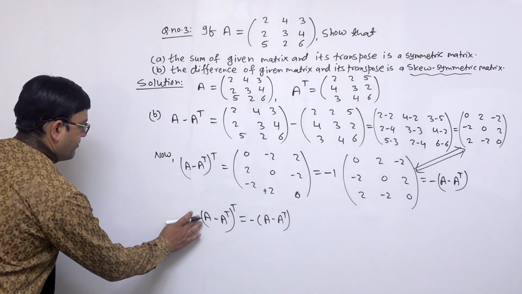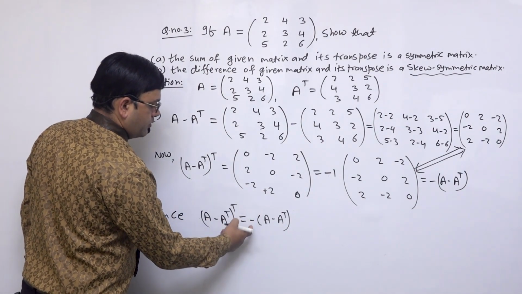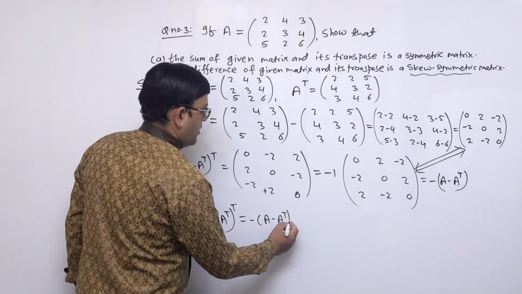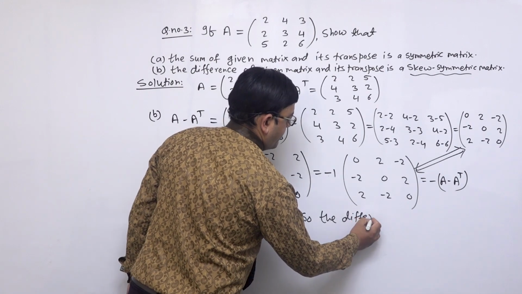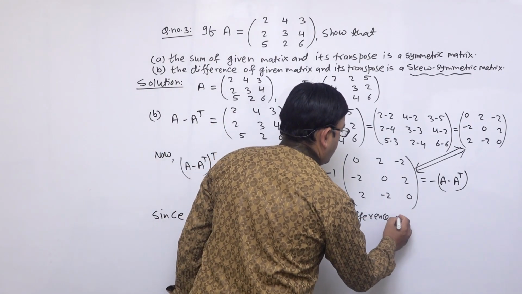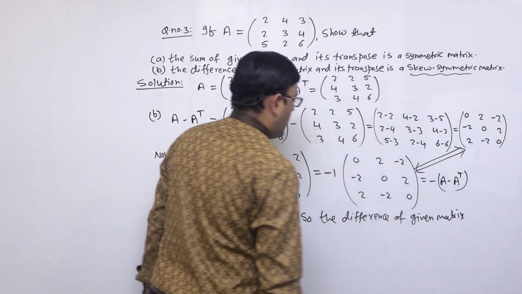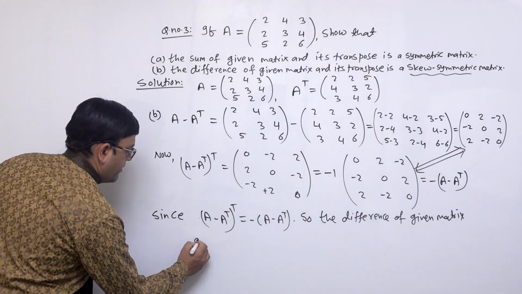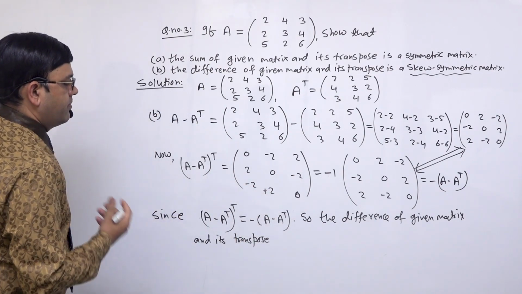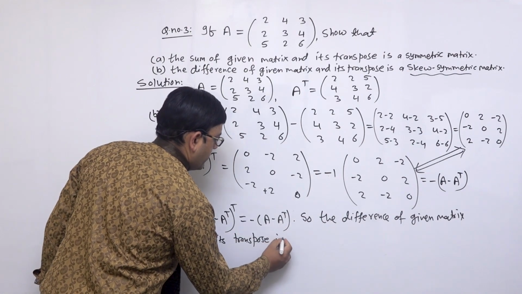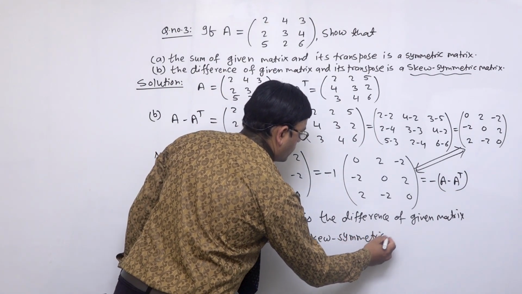Now we can write: since the transpose of A minus A transpose is equal to minus times A minus A transpose, the difference of a given matrix and its transpose is a skew symmetric matrix.